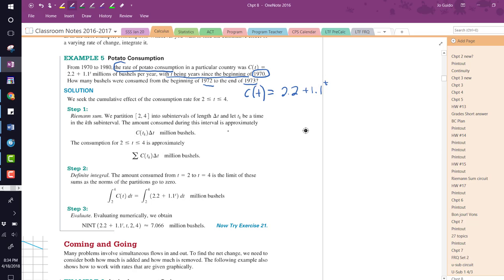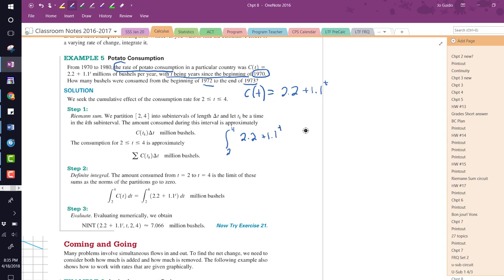So this is going to end up being the integral from 2 to 4, because 1972 is 2 years since the beginning of 1970, and the end of 1973 is 4 years since the beginning of 1970. So that's going to be the integral of 2.2 plus 1.1 to the t power. All right, so we are going to integrate this.